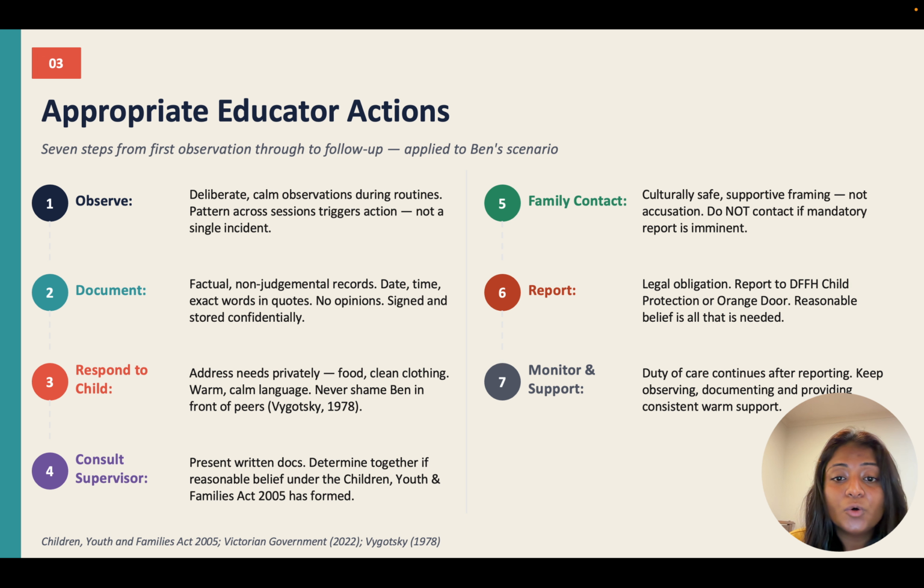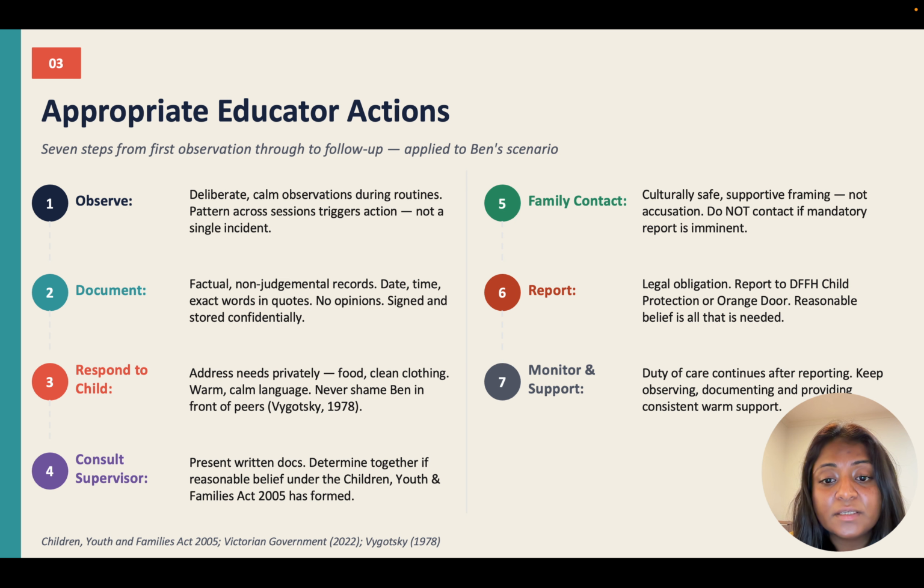So according to the Victorian government, the step 5 would be contacting the family in a culturally safe, supportive framing, not with accusation, and do not contact if mandatory report is imminent. If the child is in immediate danger, if it can harm the child who can be in immediate danger, we have to think twice about contacting the family first, whether to or not.